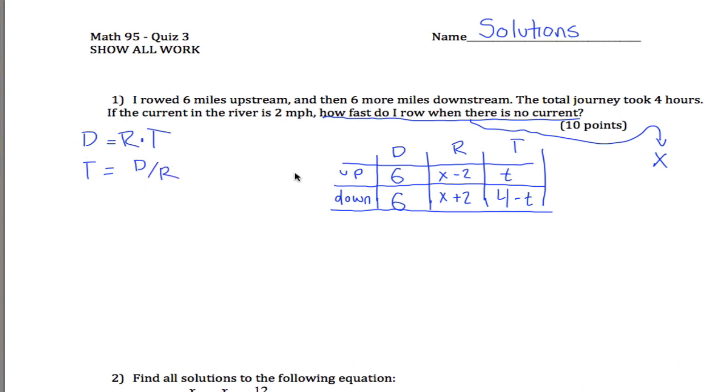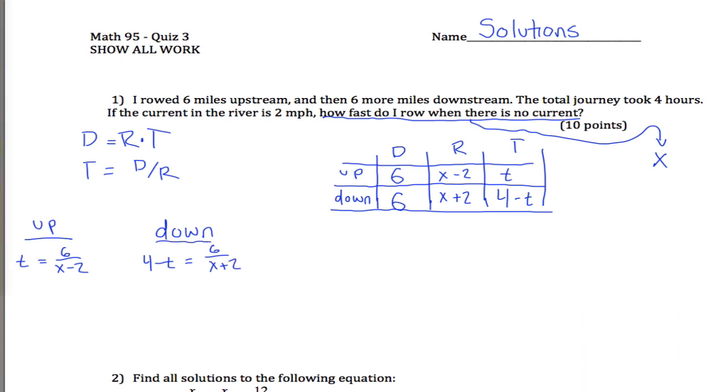And if time is distance over rate, I can set up two equations. Using my upstream information, I can say that time is the distance upstream, which was 6, divided by the rate upstream, which is x minus 2. I can do that same thing with my downstream information. I can say, okay, the time there, which is 4 minus t, has got to be equal to the distance downstream, which is 6, divided by the rate downstream, which is x plus 2.